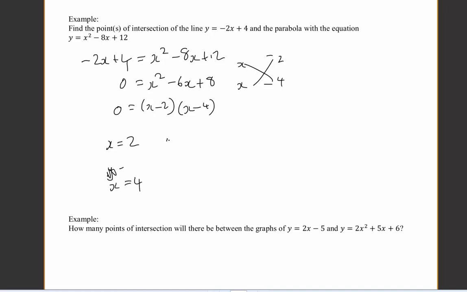Now, how do we get the y? Well, we just choose one of these to sub it into. I'm going to bang it into the linear. So that's going to be negative 2 times 2, which is negative 4. That's going to be plus 4, which is 0. And 4 in here is going to be negative 8. Negative 8 plus 4 is negative 4. So this one here is (2, 0). This one here is (4, negative 4). All right, let's see how or what that looks like graphically.